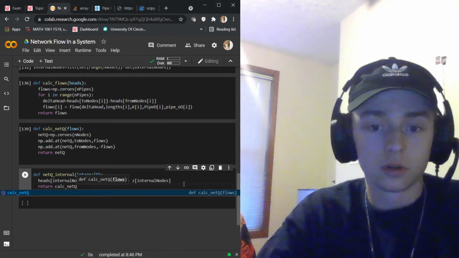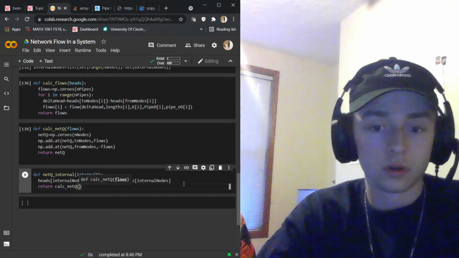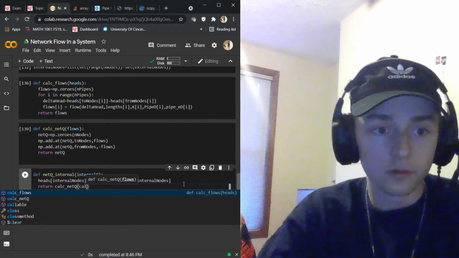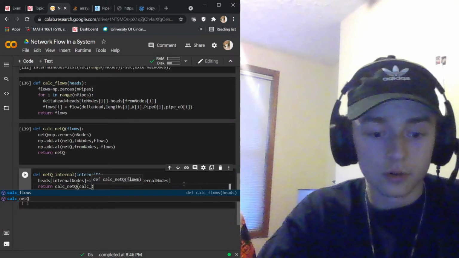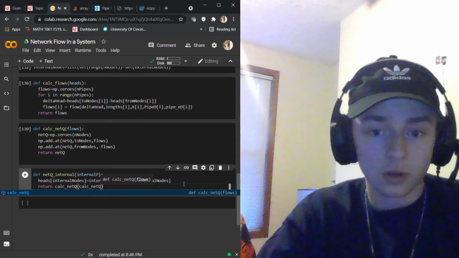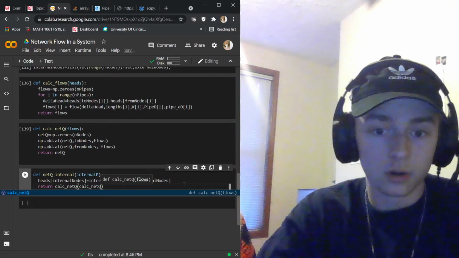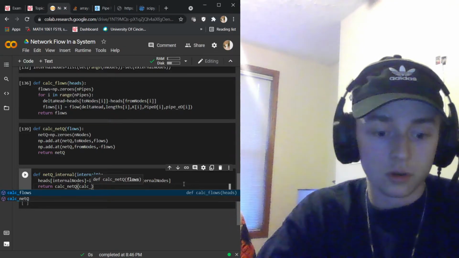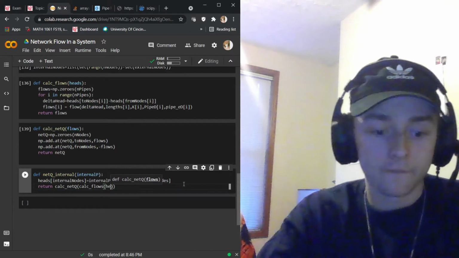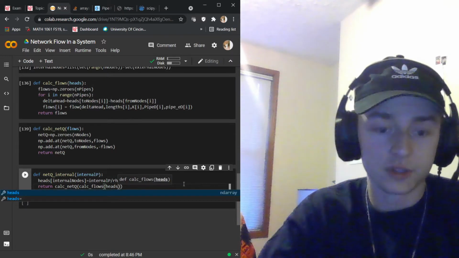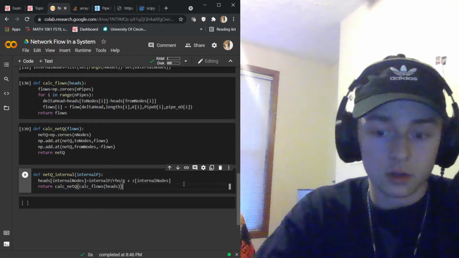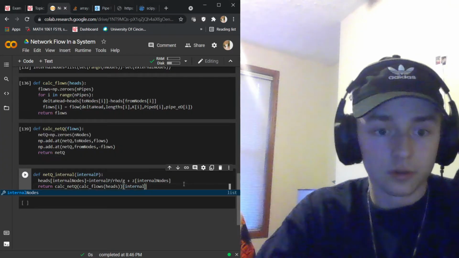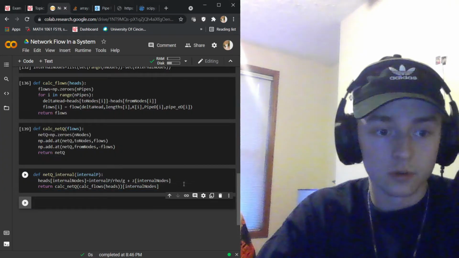flow, and that's dependent on the function from above of our calc flows. That's dependent on our heads, and then we're going to say that we want this to be indexed at our internal nodes. Okay.